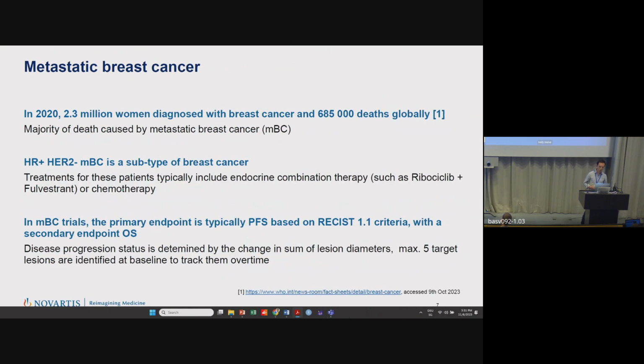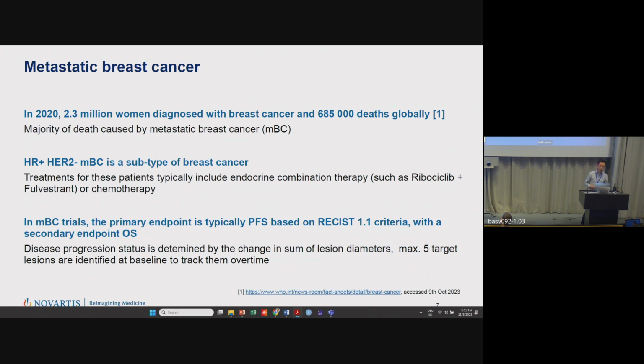So why breast cancer? It's a disease with high burden. In 2020, there were more than 2 million women diagnosed with breast cancer, with over 600,000 deaths globally, and the majority of those are caused by metastatic disease. HR positive, HER2 negative is a common subtype of breast cancer itself. And ribociclib, the drug we are looking into, is one of the treatment options, but also patients can take chemotherapy depending on the stage the patient is at.